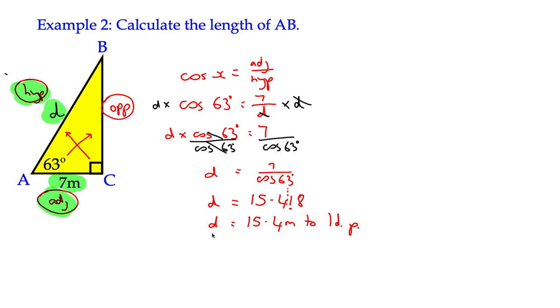Now, I used the letter D just as a wee kind of shortcut for me. The question said calculate the length of AB. So I always have to finish by answering the actual question I was asked. Even though I used the letter D, that was just for my benefit. So we have to always answer the question as it was asked. Length of AB is 15.4 meters.